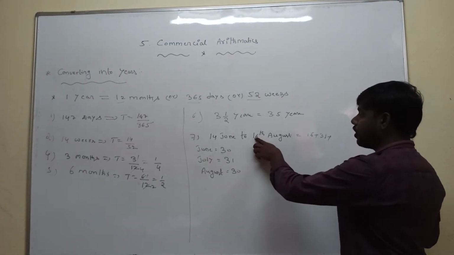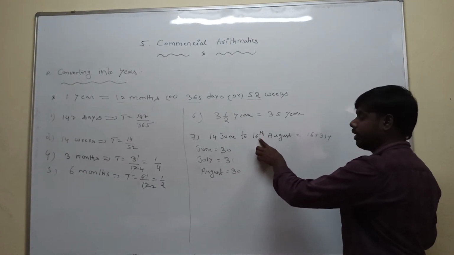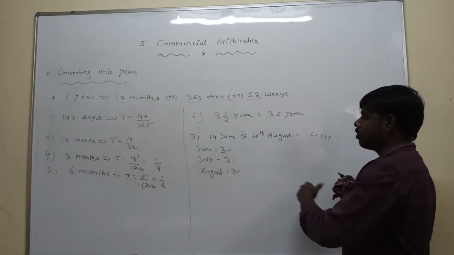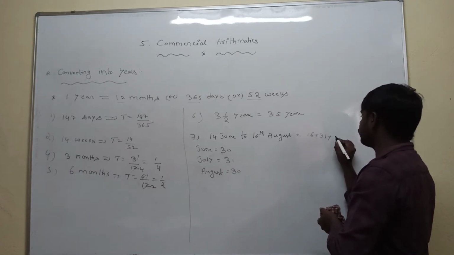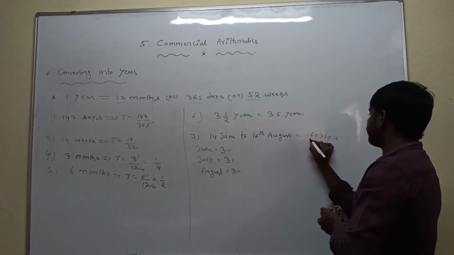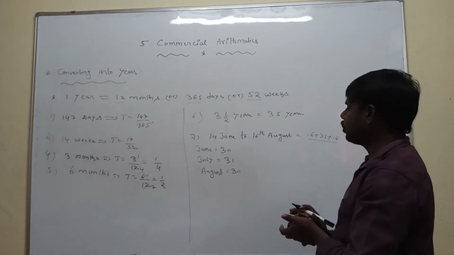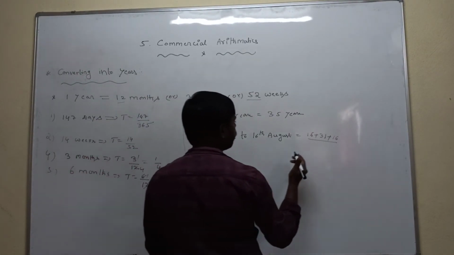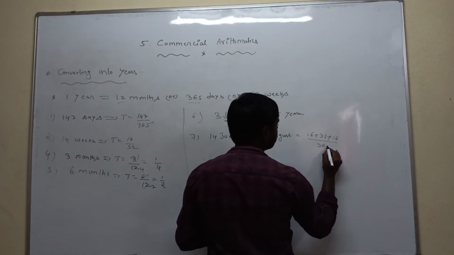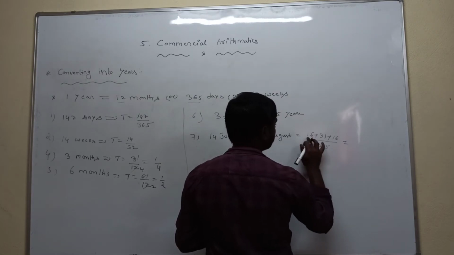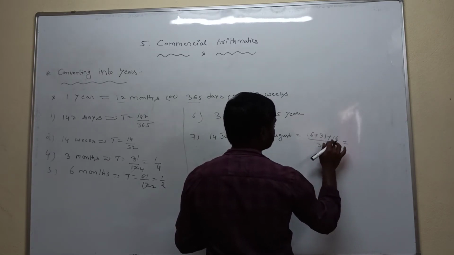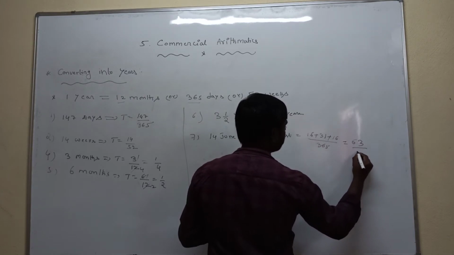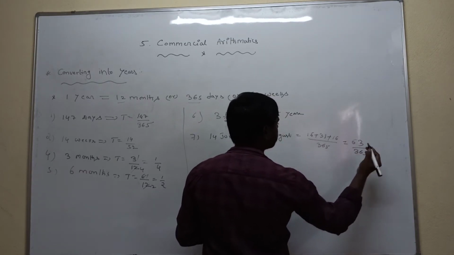Plus we have to include 16 also. 30 minus 16, how much? 14. 14 plus 16, here also we are getting 16, divided by total. You have to convert 365 days. How much are we getting? 16 plus 31 plus 16, that is 63, divided by 365 days.